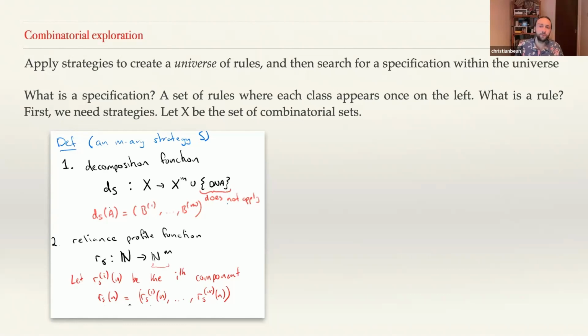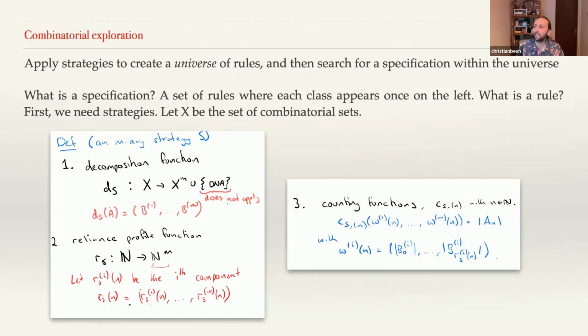Okay, so this reliance profile function is going to dictate what sizes of the combinatorial sets, so what size of the elements from the combinatorial sets, do you need to know the counts of in order to count the combinatorial set you're trying to count? Try that again. It's going to dictate the sizes of the elements from the combinatorial sets from the children in order to count the parent. Okay, this will be better with an example that's coming on the next slide.